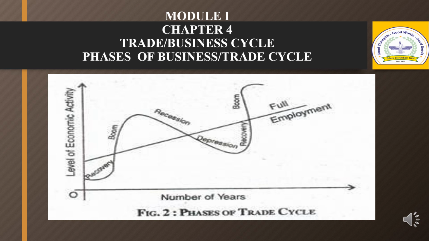So let's start with the diagram explanation of the different phases of the business or trade cycle. Now on our y-axis, it shows the level of economic activity, and on our x-axis, which is known as the horizontal axis, we can observe the number of years. Now you can see there is a fluctuation, or you can say wave-like movement, from up to down and again from down to up. This is a cyclical fluctuation, with the help of four different phases. Prosperity, we can say boom or expansion. Second is known as recession.